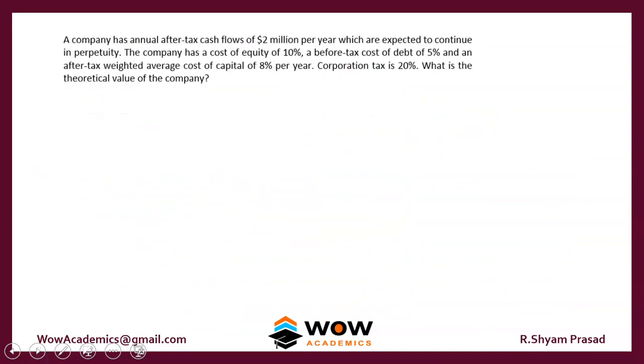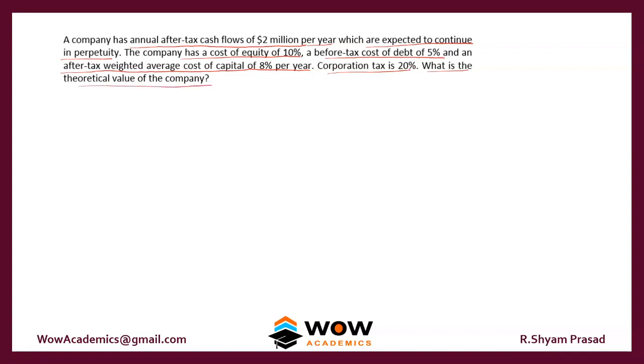So we'll move on to the next problem. Again, this is also a discounted cash flow problem. A company has annual after tax cash flows of 2 million per year, which are expected to continue in perpetuity. So they are going to keep going at the same number. The company has a cost of equity of 10%, a before tax cost of debt of 5%, and an after tax weighted average cost of capital of 8%. Corporation tax is 20%. What is the theoretical value of the company?